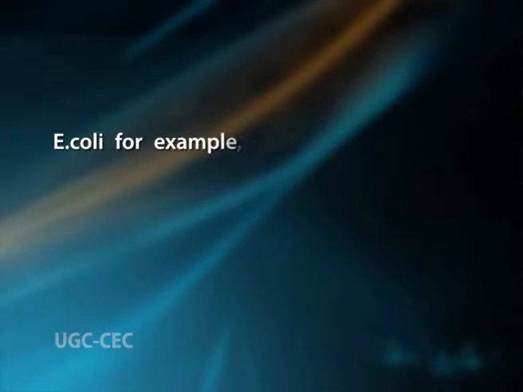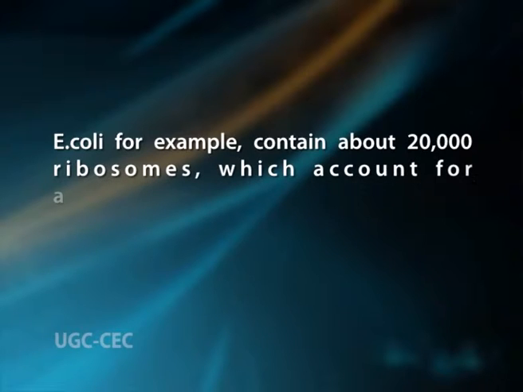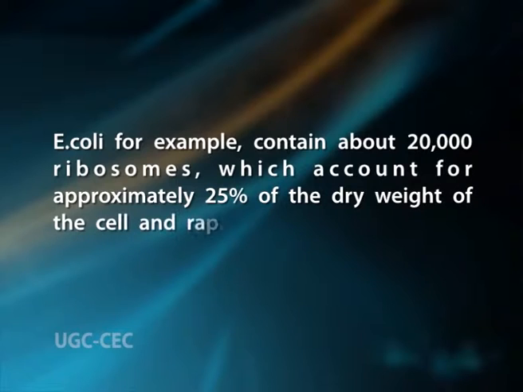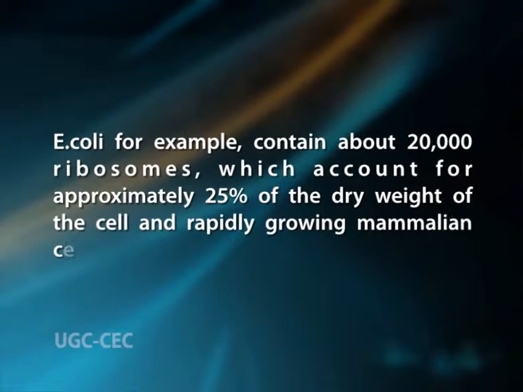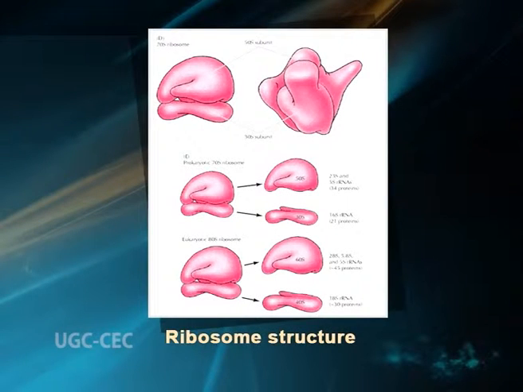E. coli, for example, contain about 20,000 ribosomes, which account for approximately 25% of the dry weight of the cell, and rapidly growing mammalian cells contain about 10 million ribosomes. The structure of prokaryotic and eukaryotic ribosomes is similar, although they differ in some details.